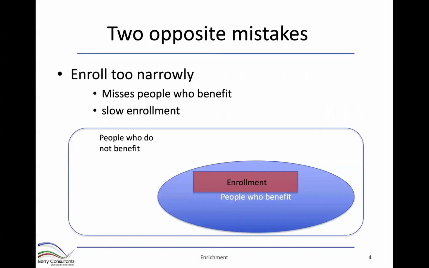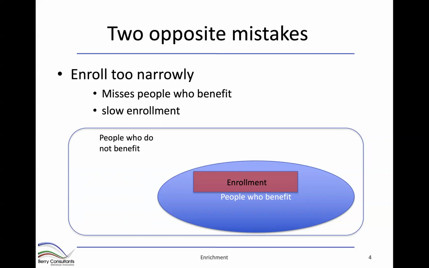So you're really trying to manage two opposite mistakes here. I've drawn on the bottom the broader oval, which is the entire population. And it's potentially divided into a group of people who benefit, in blue, and the outer group that remains in white of people who do not benefit. If I make the mistake of enrolling too narrowly, obviously I would like to just enroll the blue, but I don't know who they are in advance.